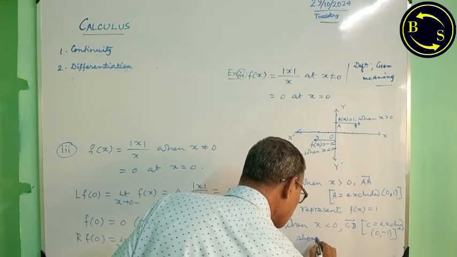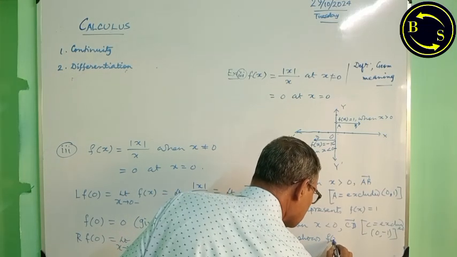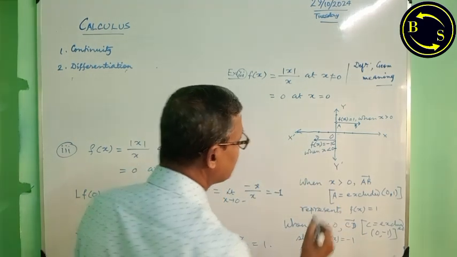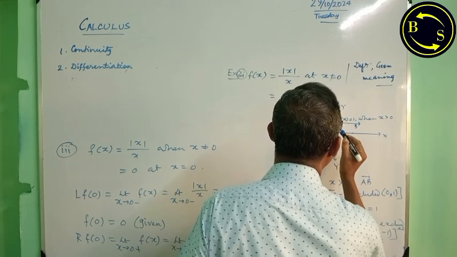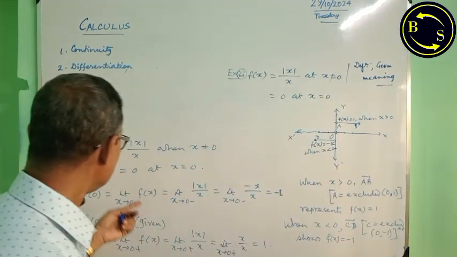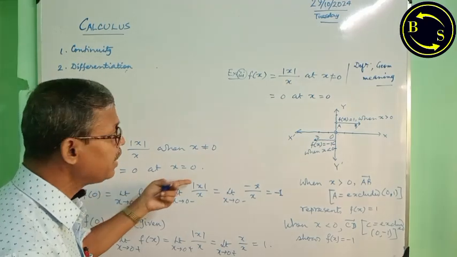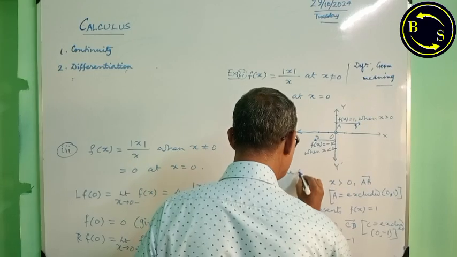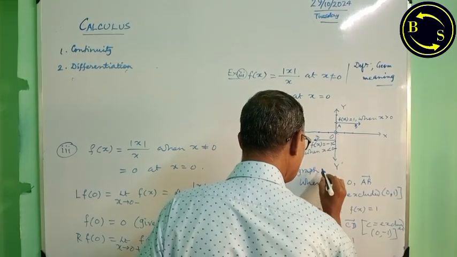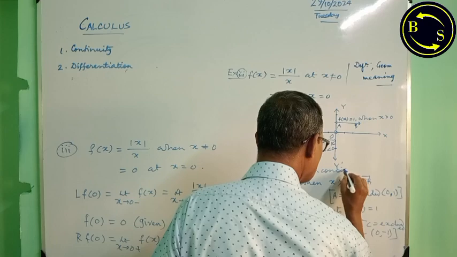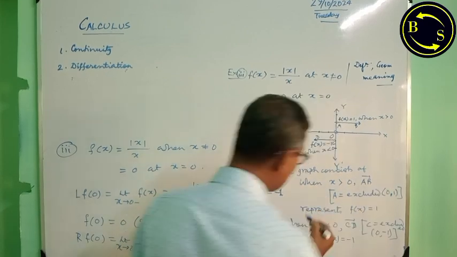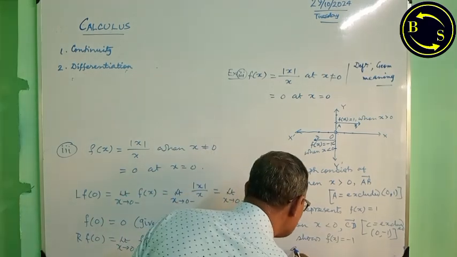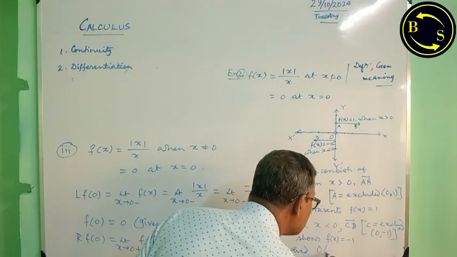Shows f(x) = -1, and f(x) equal to 0 when x equal to 0. The graph consists of the ray AB, the rays CD, and the origin.